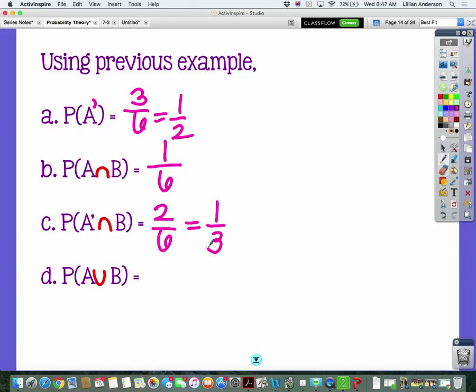And then the last one was the probability of A union B. Well, that is the probability of rolling an even number or a prime number. There are 3 even numbers. There are 3 prime numbers, but there's one that they have in common, so you don't want to count that twice. So there's a total of 5 numbers that are even or prime out of the 6. So that'd be a total of 5/6.